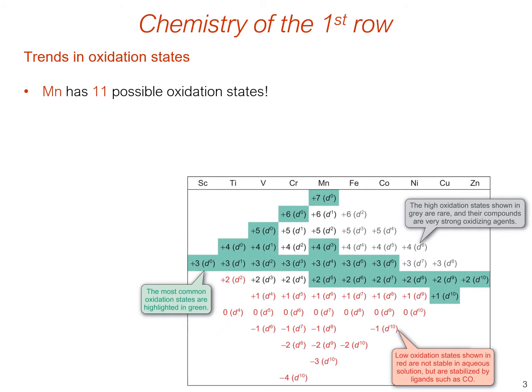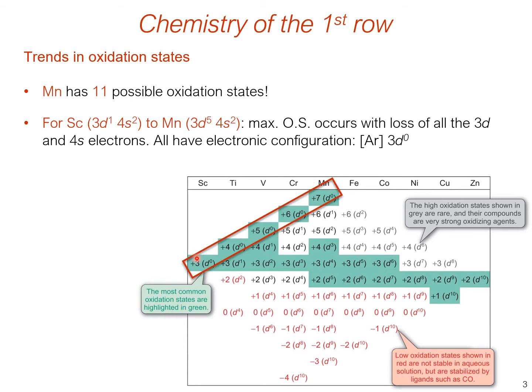I've already highlighted manganese and how it's got so many oxidation states, so it has 11. And its maximum oxidation state is +7. You can see from this green diagonal line here that from scandium all the way over to manganese, the maximum oxidation state is possible. They're highlighted in green, they're actually pretty common. And this occurs with the loss of all the 3d and 4s electrons. So they've got the same noble gas configuration as argon. They've got no 3d electrons at all.